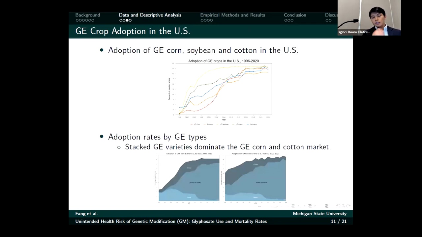Here are two important results on GE adoption rates in the United States. After the first commercialization in 1996, the adoption rates of GE corn, soybean, and cotton climbed to above 80% after 2012, and now it's over 90%. However, for corn and cotton, in recent years there are more GE varieties with stacked genes of the herbicide tolerant genes as well as the BT genes. It shows the association between glyphosate and insecticides, because more stacked varieties are applied.